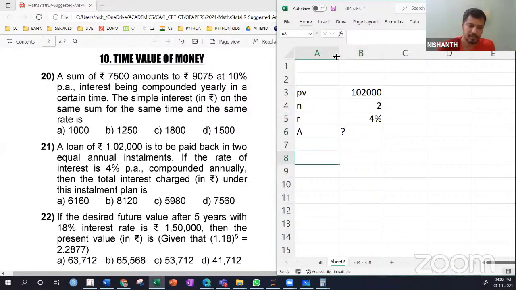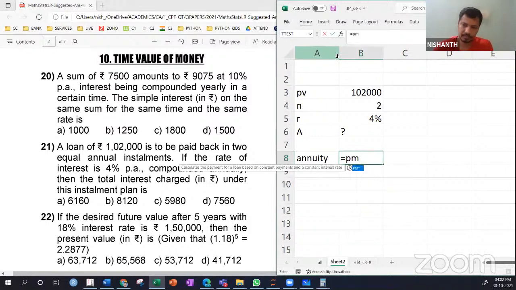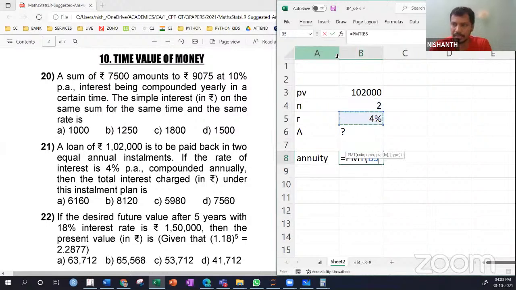So if you apply the formula, you can apply the formula and do. How did you do it in the same way, Rahul? Sir, I did compound it. But here it's an annuity problem, because he is telling that it is to be paid back in 2 equal annual installments. Yes, sir. Got it. 2 equal annual installments.